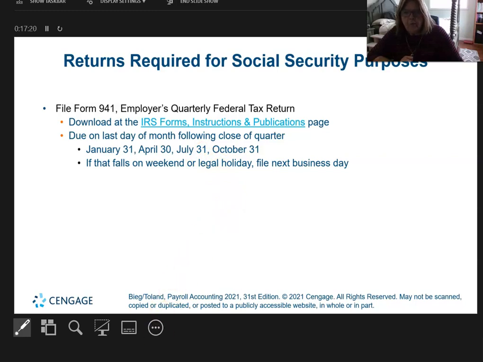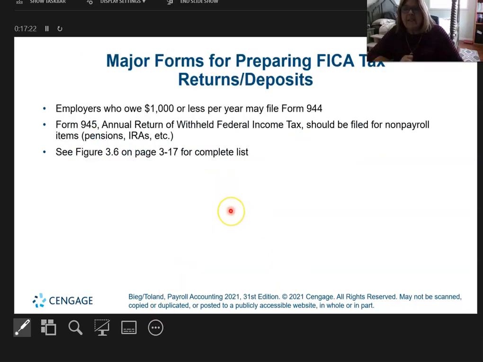And so this form basically is actually reporting the wages so that the government knows how much FICA tax you took as an employer from your employee and how much you owe. If the employers owe less than $1,000, there's a different form for that. Okay, and if you look on page 3-17, it's a complete list of all the forms you need on that.